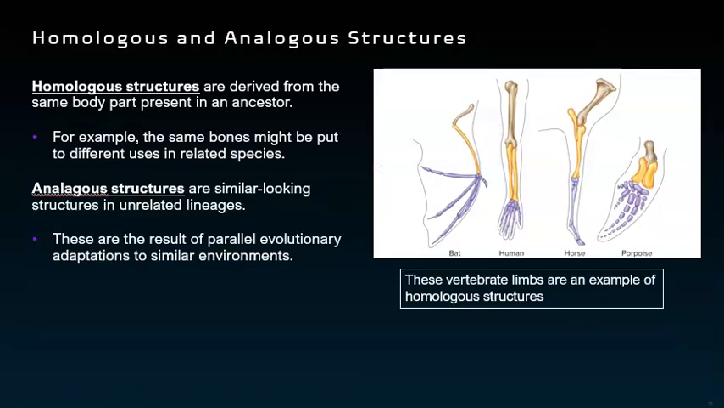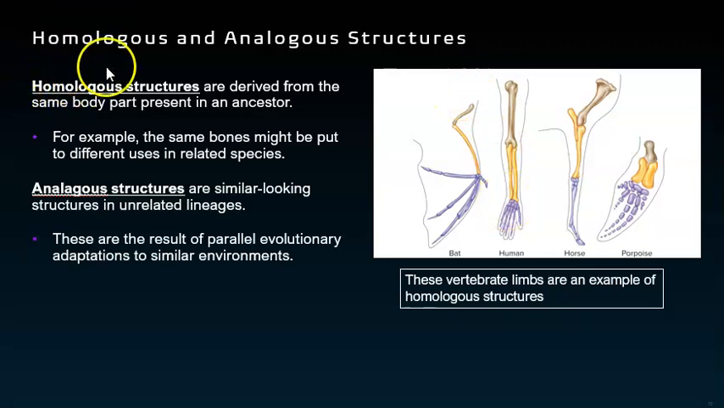Interestingly, we also talked about homologous and analogous structures. Homologous structures are similar structures in different species that are derived from the same body part present in an ancestor. For example, we've got this picture on the right where the same bones might be put to different uses in related species. You can see we've got the same basic bones, but they're all serving different functions that are specific to these species' environments. And they were all derived from the same ancestor. So that's where that homo is.